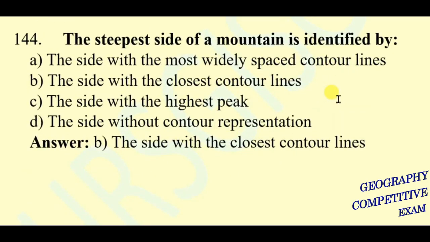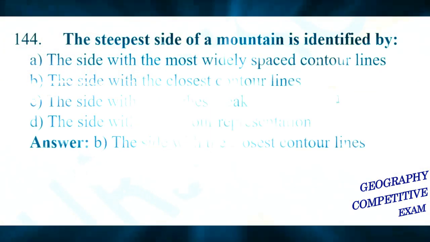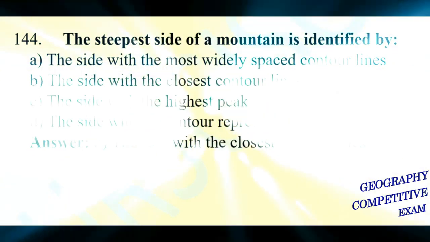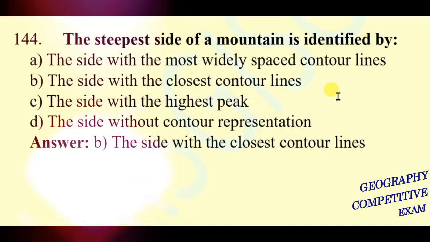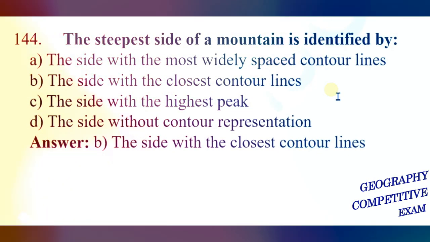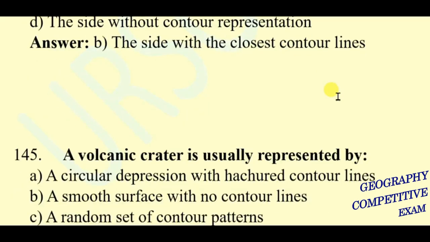Question 144. The steepest side of a mountain is identified by the side with most widely spaced contour lines, the side with closest contour lines, the side with highest peak, the side without contour representation. Here the right answer will be the side with closest contour lines.